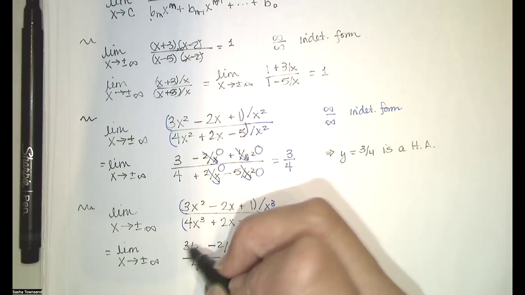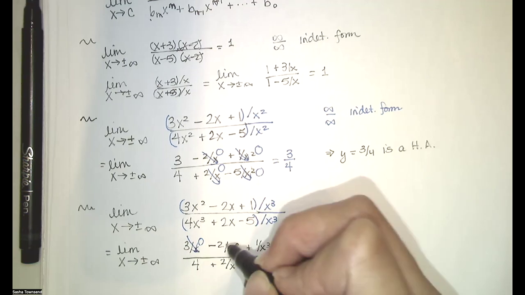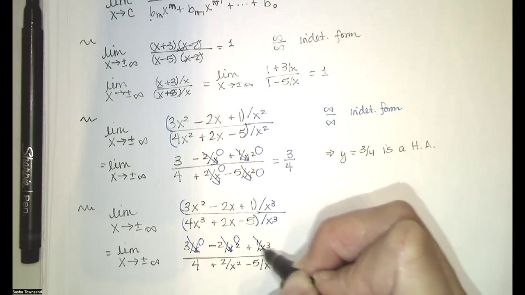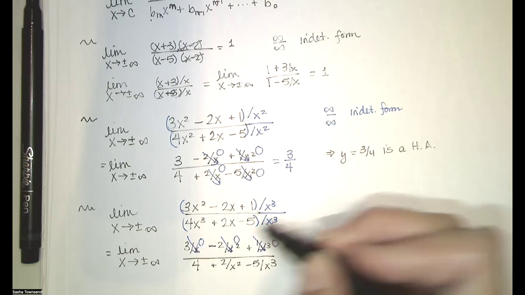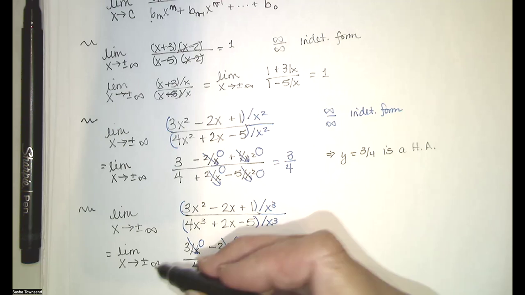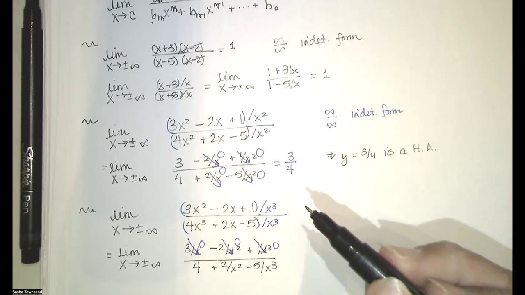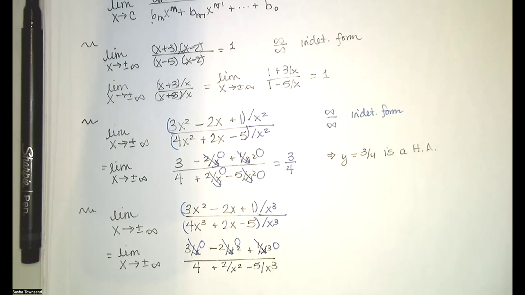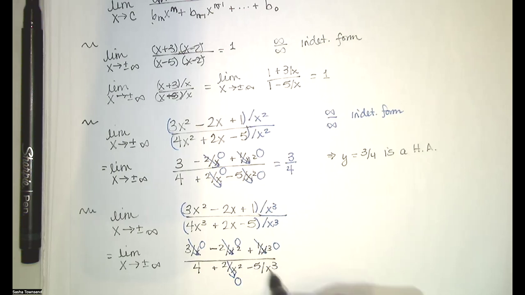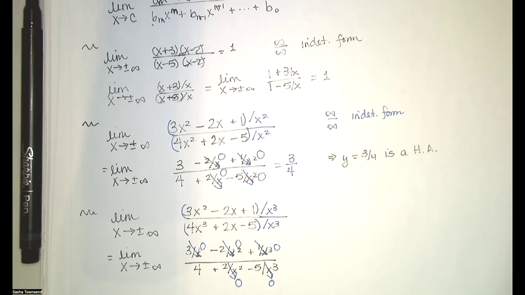3 over a very large number is a very small number, so that's going to 0. This is also going to 0. That's also going to 0. Anytime you've got a constant divided by a very large number, a number that's going to be very large as x grows and grows and grows, that expression is going to go to 0. And the same is true here and here. So we end up with 0 divided by 4, which is 0.